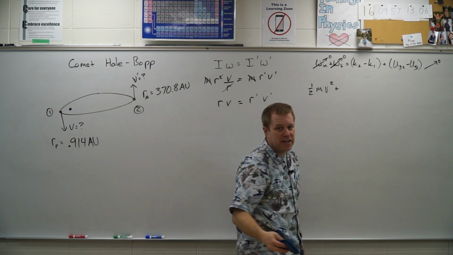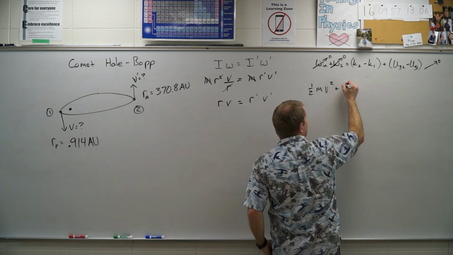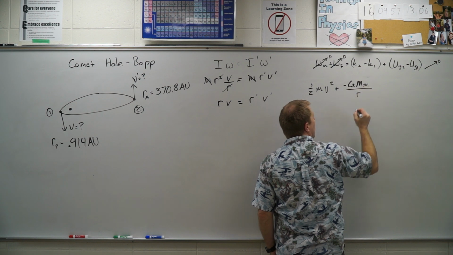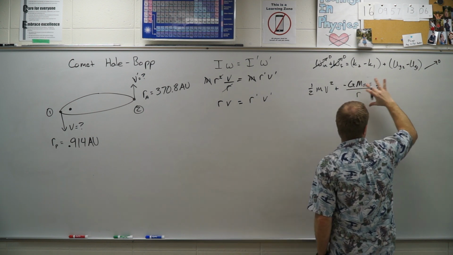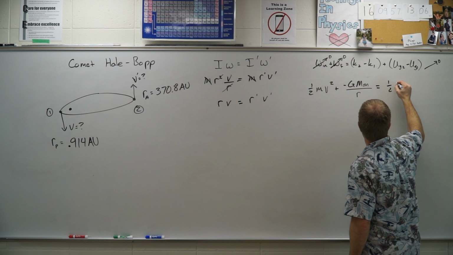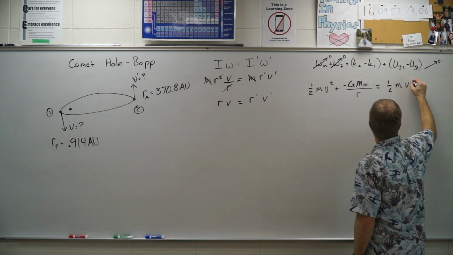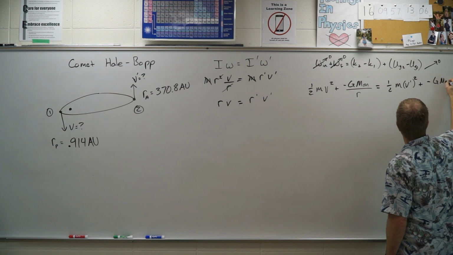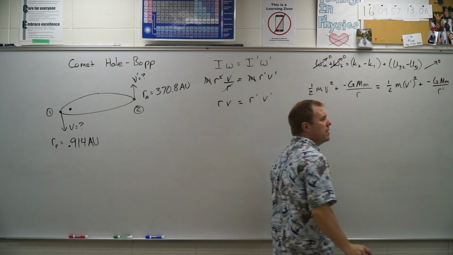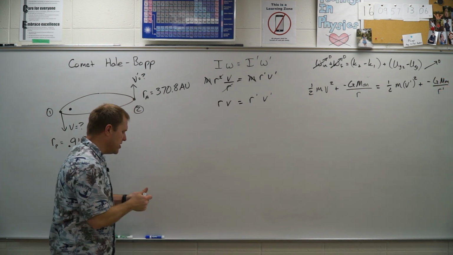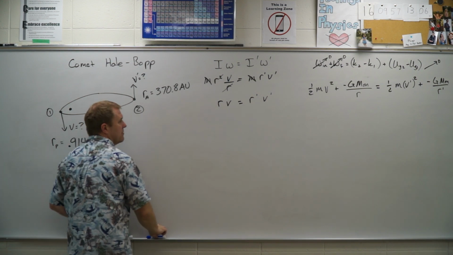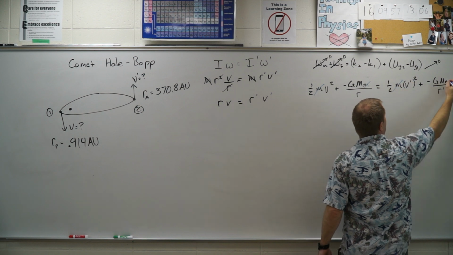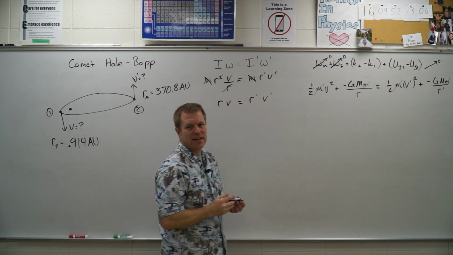We've got to use our gravitational potential energy at a distance, so negative big G, big M, little m over r equals, and then on this side we have the 1/2 mv prime squared plus negative big G, big M, little m over r prime. Now I have my two equations. What I do see here, which is kind of nice for me, is that the mass of the comet does cancel out. I do not need to know the mass of the comet.